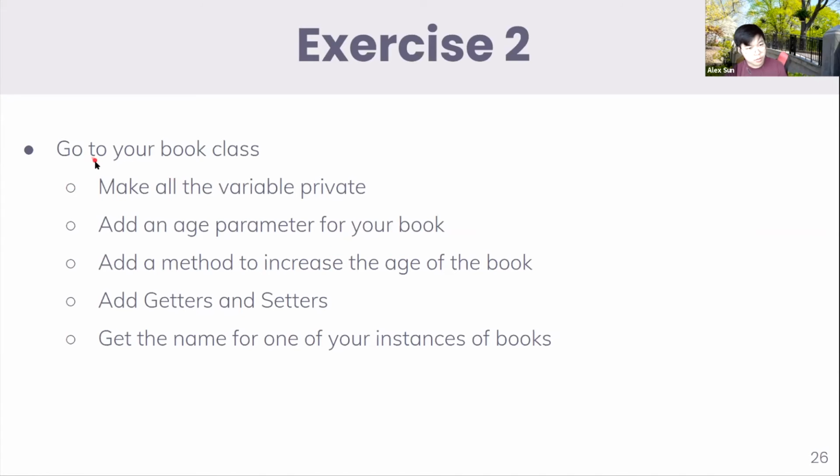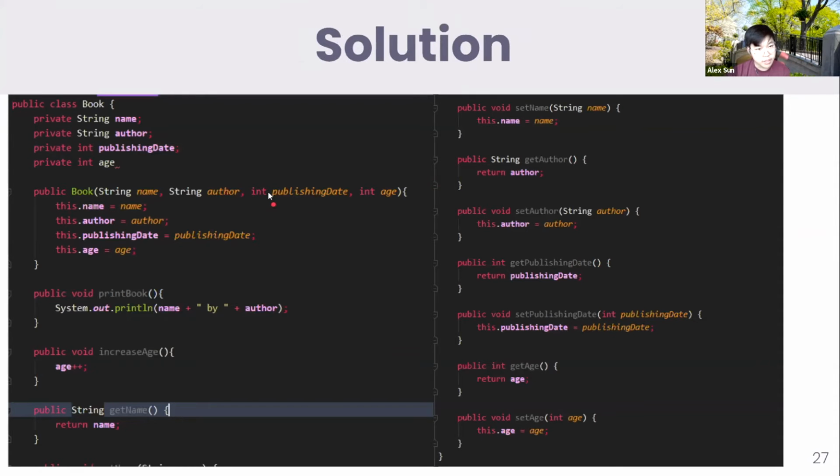I hope you all were able to get the first step: make all the variables private. What does that look like? I'm missing a semicolon, don't question that. We add private in front of these 4 integers. Sorry for not explicitly putting it on a slide, my bad. But this is what it looks like.